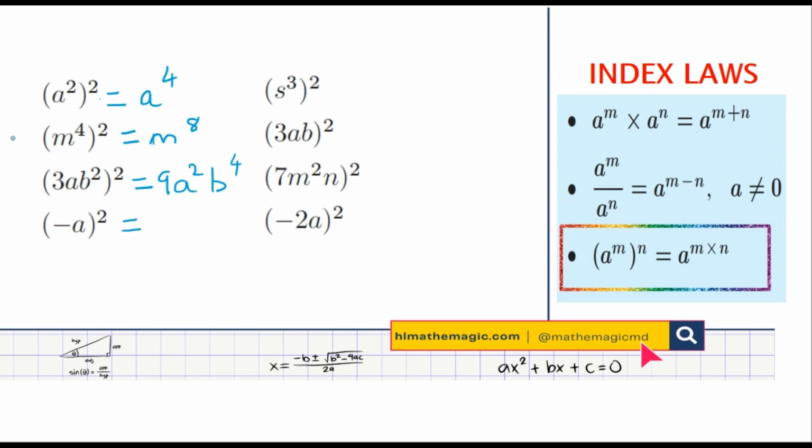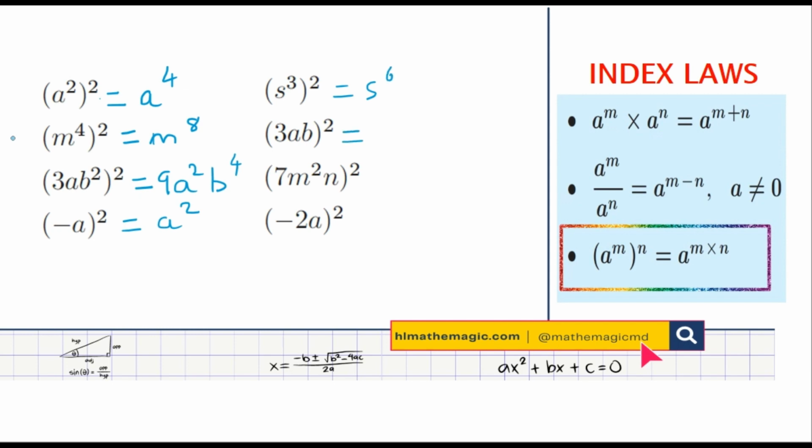And then negative a squared. Now the trick here is to realize that a negative times a negative gives you a positive, so this is going to be a to the power 2. And moving on here to s cubed squared. And this will give you s to the power 3 times 2, which is s to the power 6.